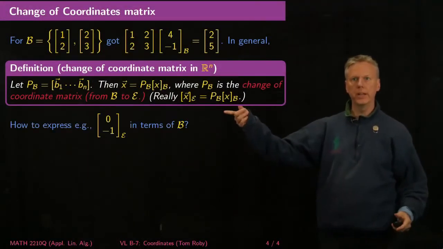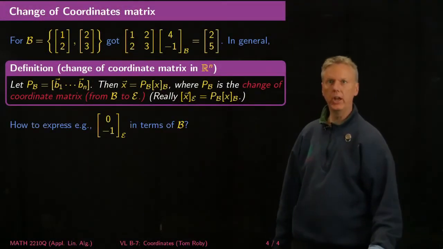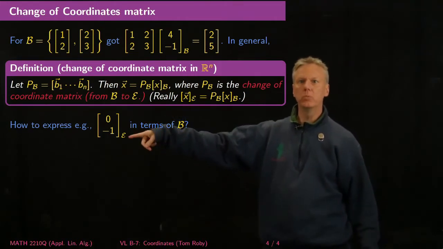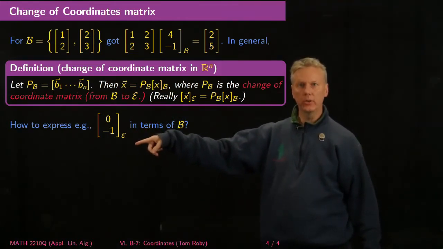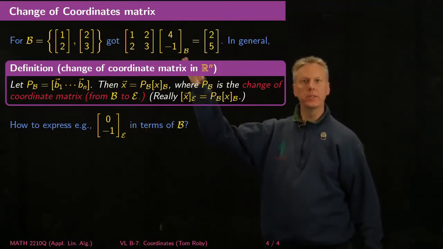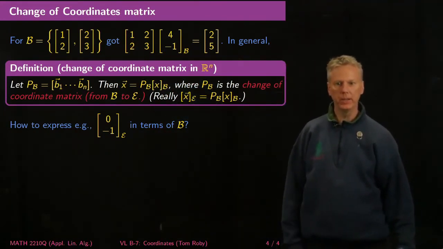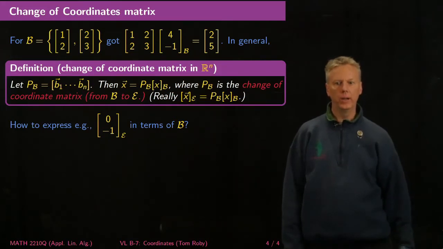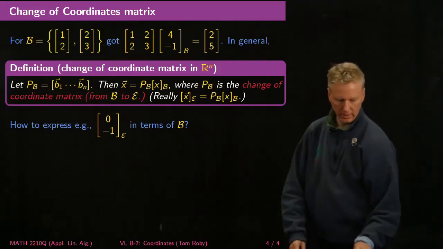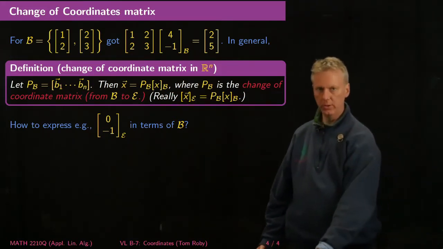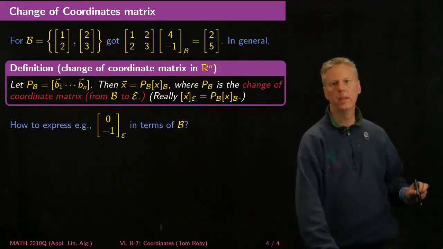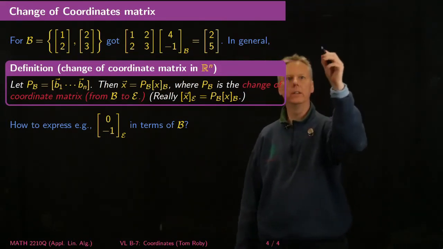Okay, so let's look at an example of this. Suppose that I know that (0, -1) is in standard coordinates, and I want to express it in terms of these funny coordinates, (1, 2), (2, 3). How would I do something like that? Well, so I need to solve the equation.